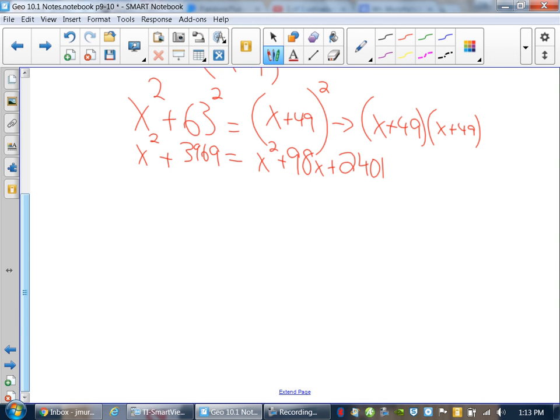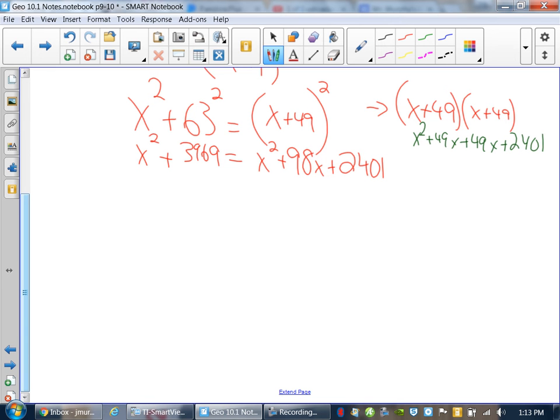Are you guys shaking your head about where I got 98x? Okay. 98x I got from, if I go first, I get x squared. The outside is 49x, and then the inside is 49x. 49 and 49, if I put them together, I get 98. I was just shortcutting it. That's all. So if I FOIL out this whole thing, I'm going to get x squared by doing all that. I just did 49 plus 49 in my head. That's all. Okay?